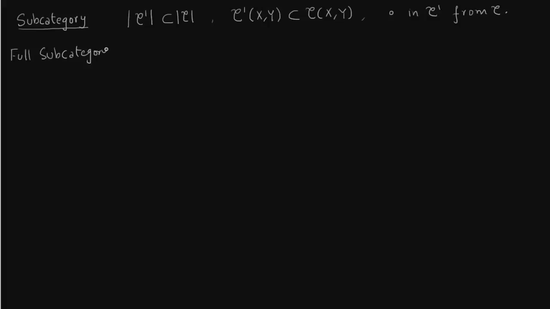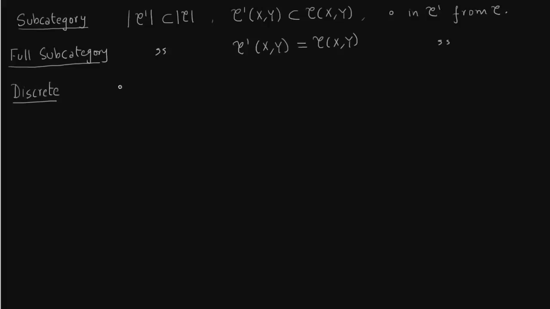When does this subcategory become a full subcategory? So first of all, this condition is satisfied and this one is satisfied, and the arrows have equality here. So again we have a subset in terms of objects, and composition and identities are induced from C, but we have an equality in terms of arrows.